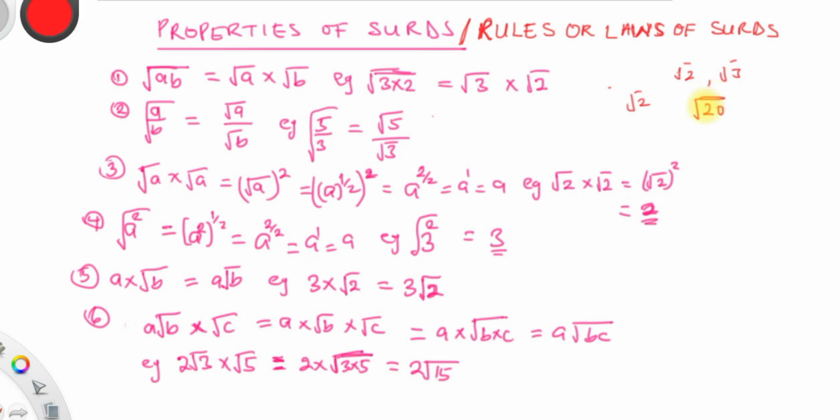But what do we see here? We can break 20 down to 4 times 5. So square root of 20 is the same as square root of 4 times 5. We know that the square root of 4 will give us 2, which is a rational number. But square root of 5, if you write it as square root of 4 times square root of 5, then this will be 2 times square root of 5. So this is an irrational number, while this one is a rational number, which is an integer.